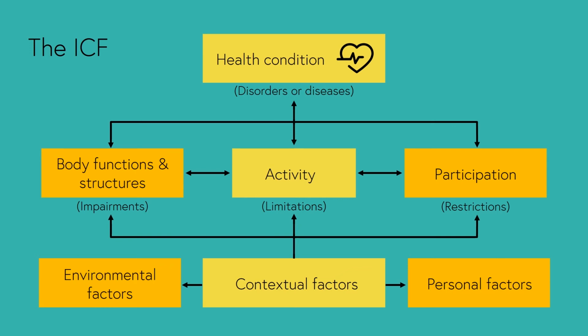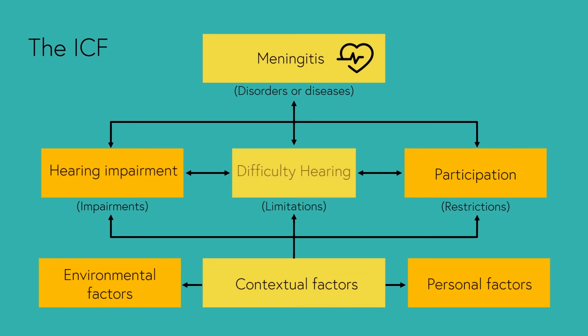Now, this may look overwhelming, but let's go through it together. According to the ICF, a health condition can lead to an impairment. For instance, meningitis can lead to hearing impairment. This can lead to functional limitations, for instance, difficulty in hearing, speaking, and communicating. These functional limitations can then restrict full participation in aspects of society like having friends or being able to go to school, and therefore result in exclusion and disability.